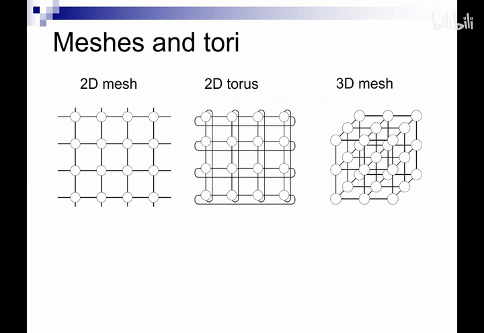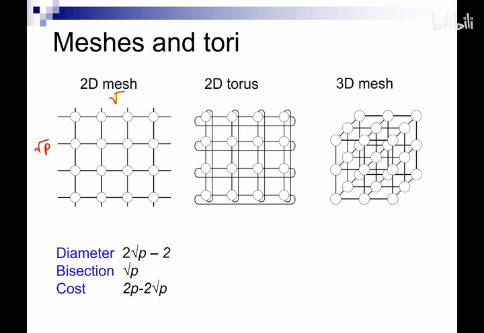Now you can go from the one-dimensional array to a two-dimensional array. The two-dimensional array is usually called a 2D mesh. For the 2D mesh, the diameter improves a lot. If there are p processors overall, like 16 processors over here, then the dimensions of this mesh are going to be square root p by square root p. And so the diameter of this network is, what is the farthest pair of nodes in this network?